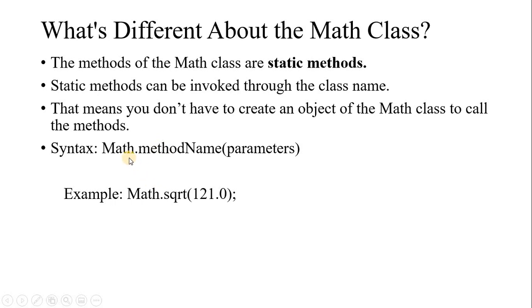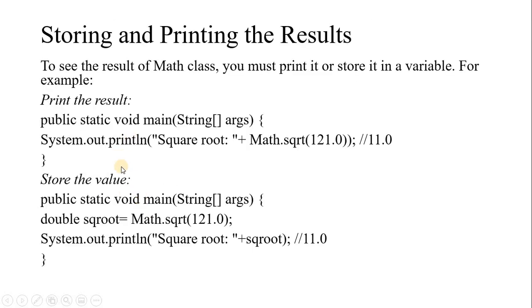For example, Math dot method name, with whatever argument we have. For example, we can say Math.sqrt of 121, and the answer will be 11. This is what you get if you call the method directly in the print line. No need to create an object for the math class since all methods are static methods. Without creating an object, we can use them through the class name: class name dot method name, and we pass the argument. This will return the value 11. The same way we can access any different methods.